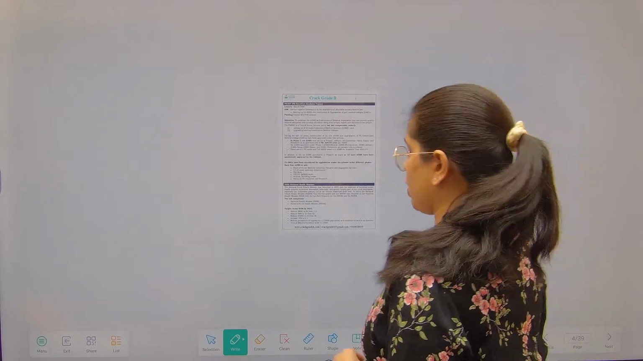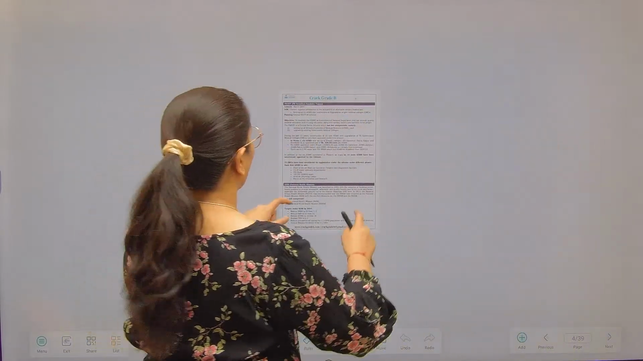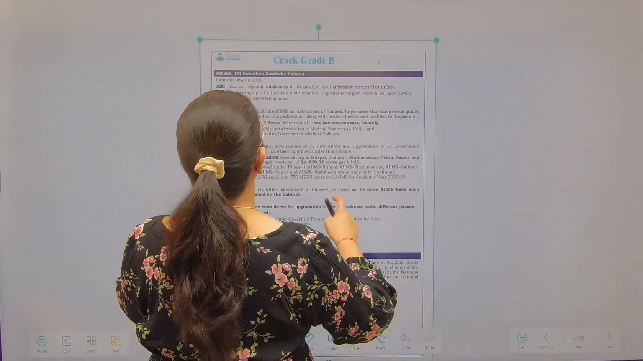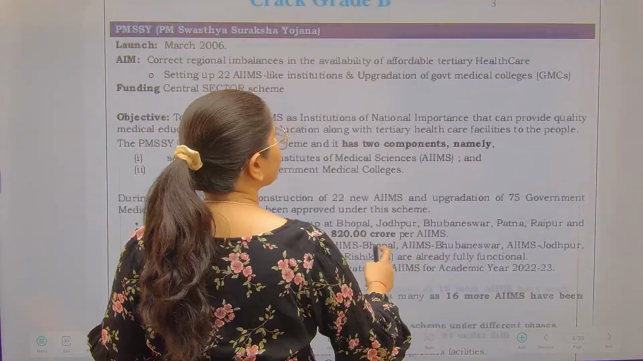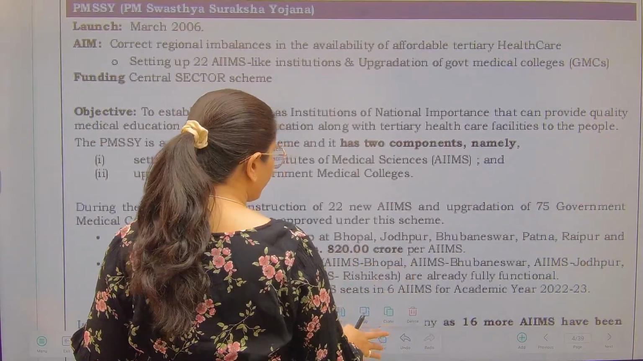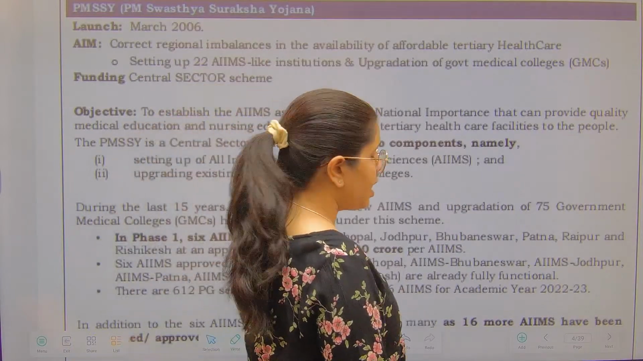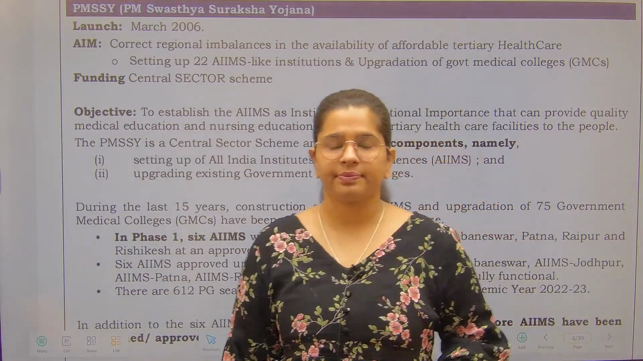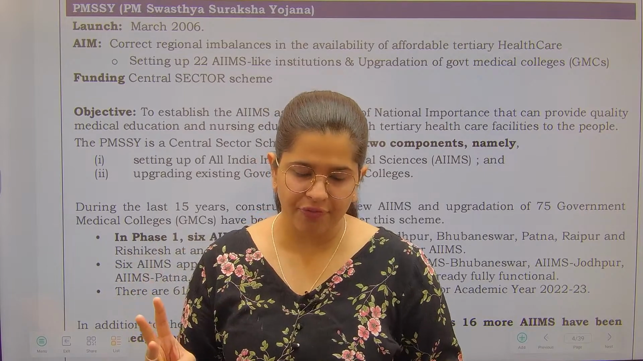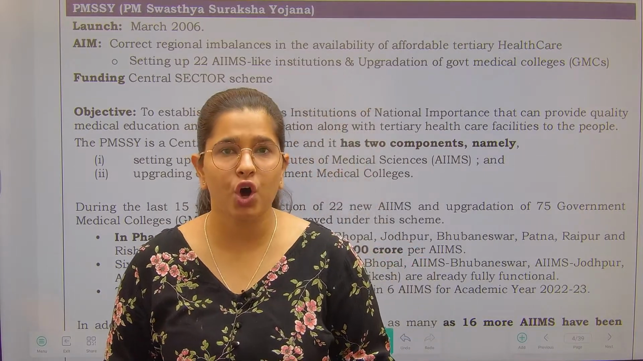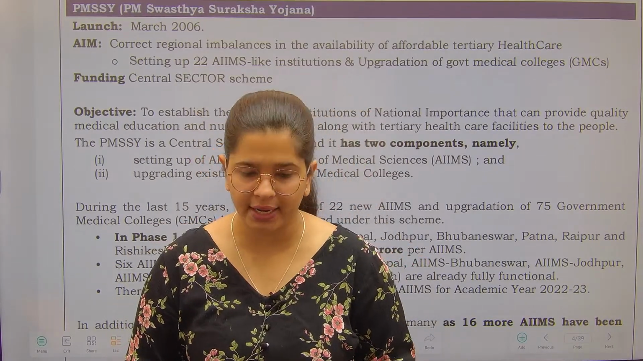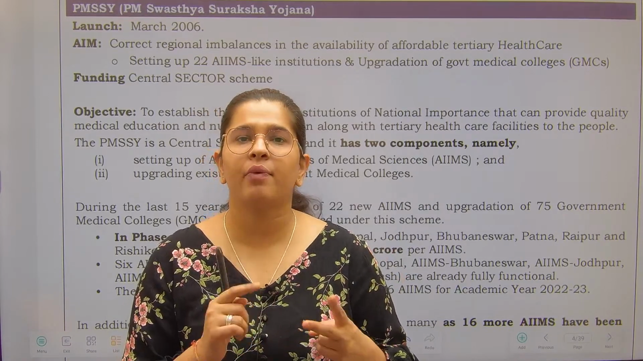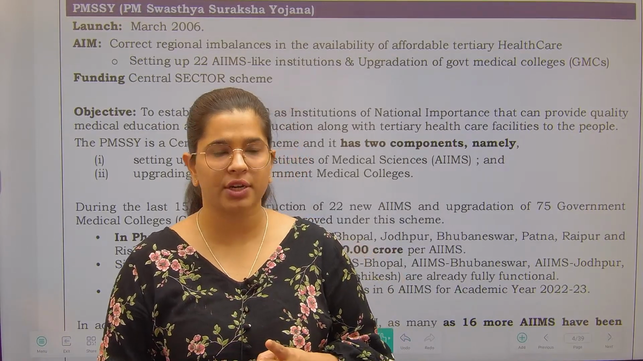Now moving ahead with our first scheme, that is called PM Swasthya Suraksha Yojana. What we are going to do over here is, see, there are three kinds of support or medical care that is being provided. Number one is primary, number two is secondary, and third one is tertiary.